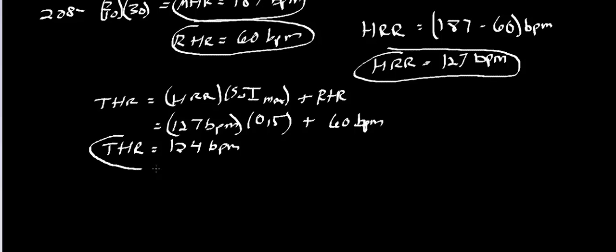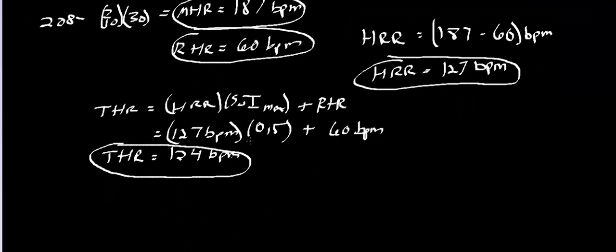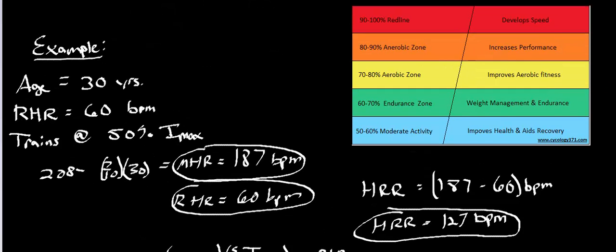Okay, so if this person, 30 years old, and again, they are going to be at resting heart rate 60 beats per minute, at 50% intensity, they should be exercising at 124 beats per minute. Okay, now there's another thing I want to show you. This is an important point. It's also going to illustrate a physiological effect.